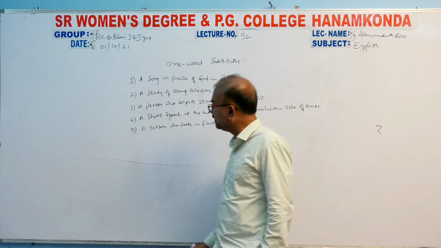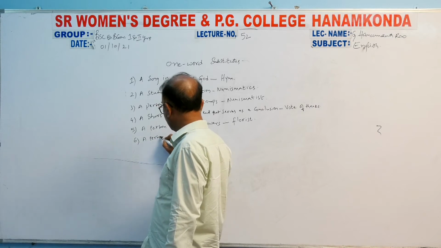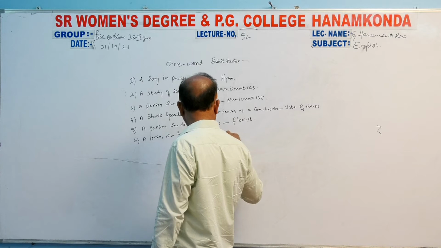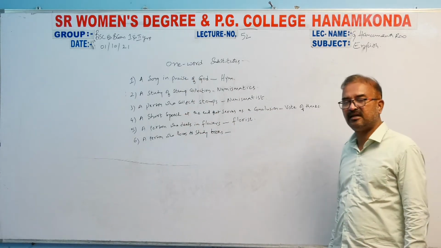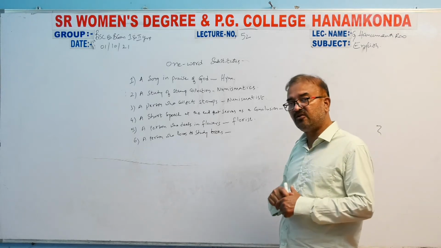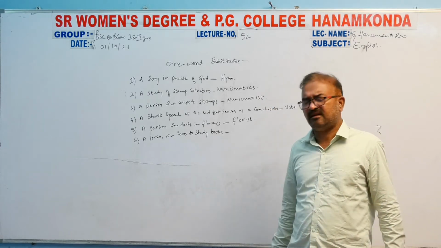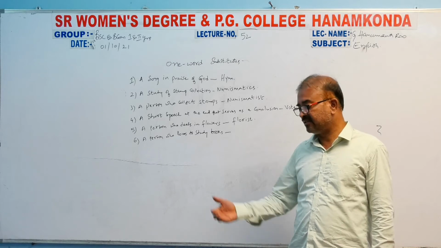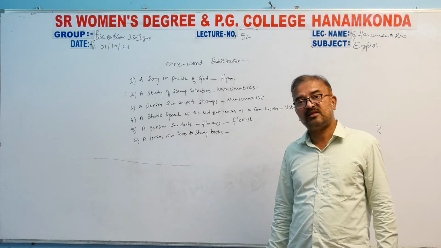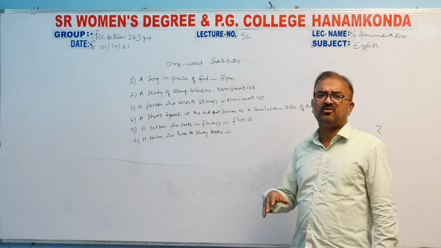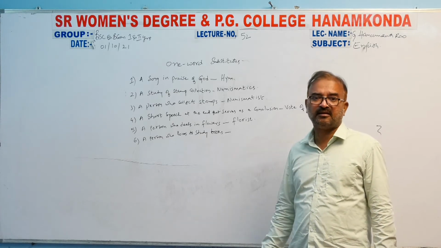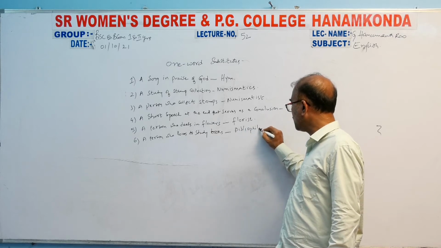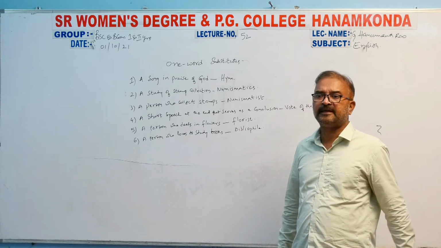A person who loves to study books. A person who loves to study books is called what? There are many people in the world who love to gather different kinds of information about different things from different books. They read a lot. They read as many books as possible to gather the maximum and most accurate information. So what do you call that kind of person? A person who is habitual to read as many books as possible, who has that thirst for knowledge, is called a bibliophile. Bibliophile. Okay?